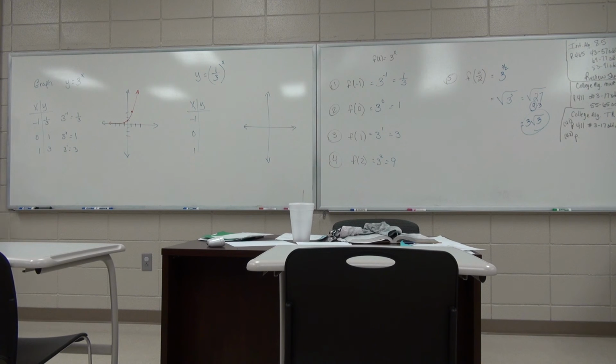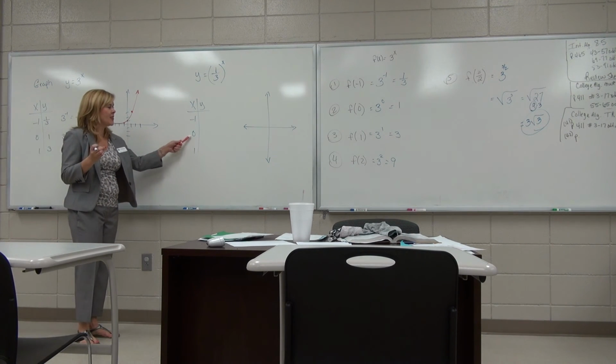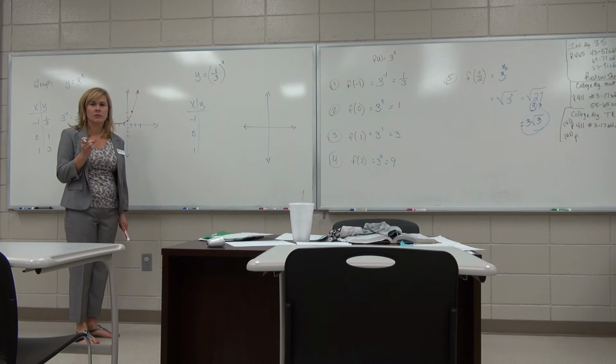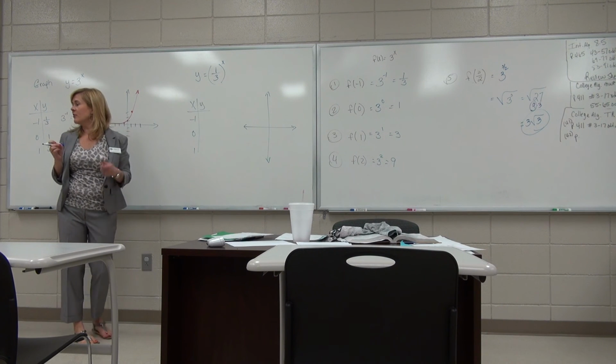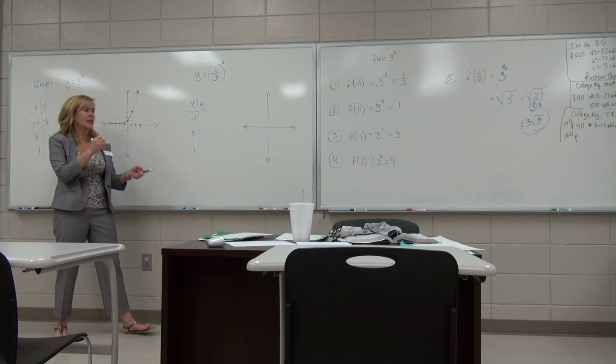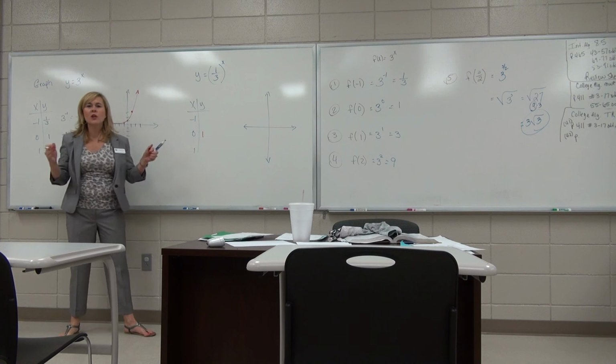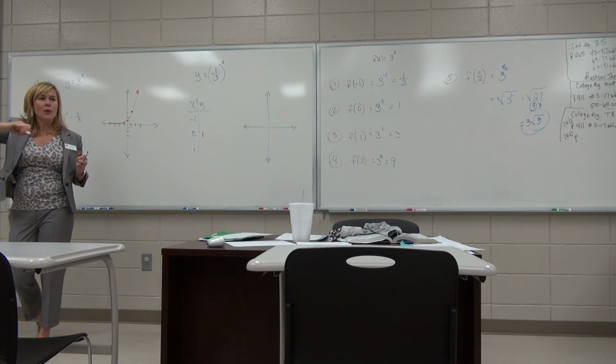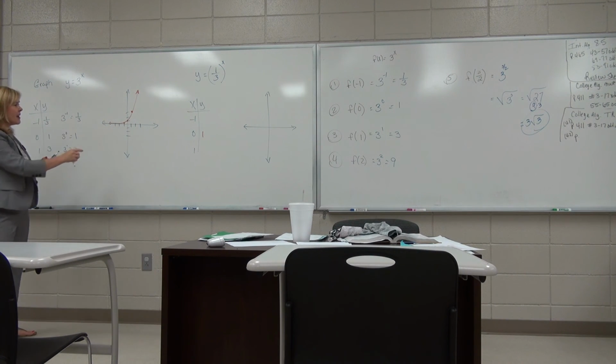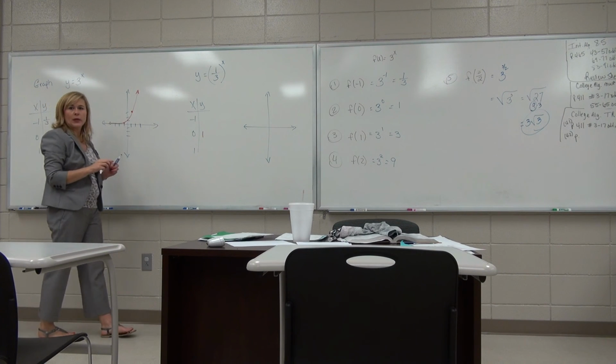Before you start plugging these numbers in, let's jump ahead of the game. What did you tell me earlier? What is anything to the 0 power equal to? 1. It doesn't matter what your base is. If it's raised to the 0 power, it always equals 1. So that means on every one of these exponential graphs, they're always going to go through the point 0, 1. Every single time they're going to go through that point.